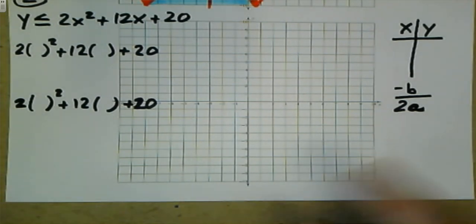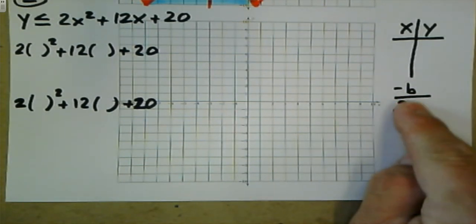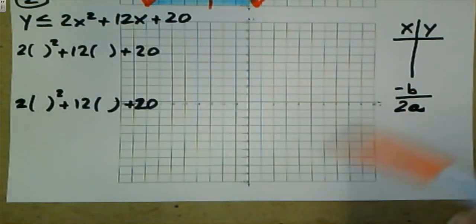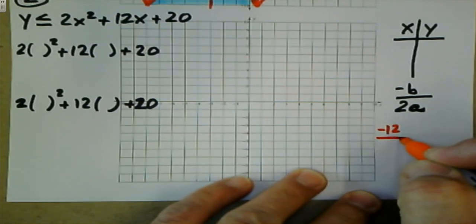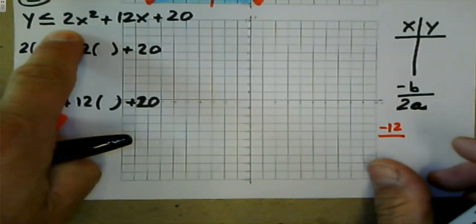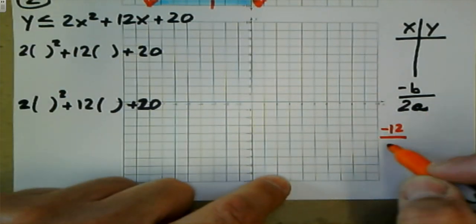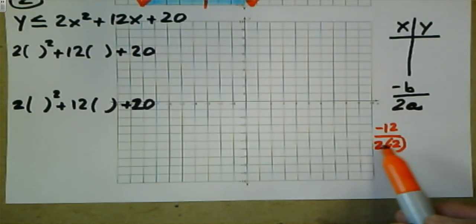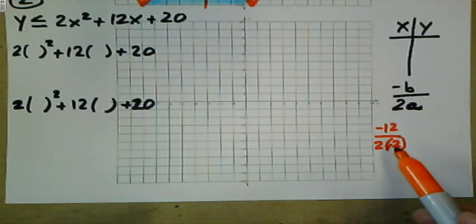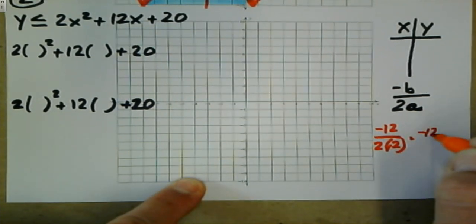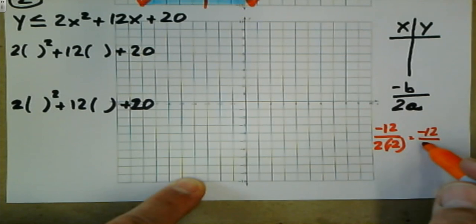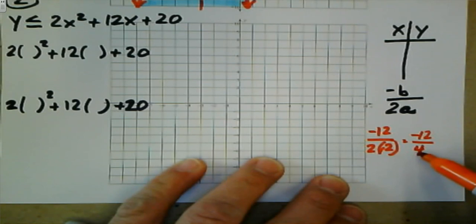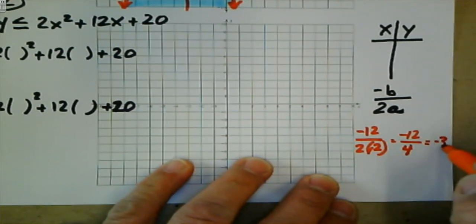So here we go. Let's get to the next one. We're going to do that -b divided by 2 times the a. So our b is 12, so the opposite of 12 is -12. And then our a is 2. So we put our constant 2 down, and then on the inside we're going to put 2. That's the part that changes. That 2 is always there. So that 2 changes. The -12 is already done. And 2 times 2 is 4. And then we do -12 divided by 4, which is -3.